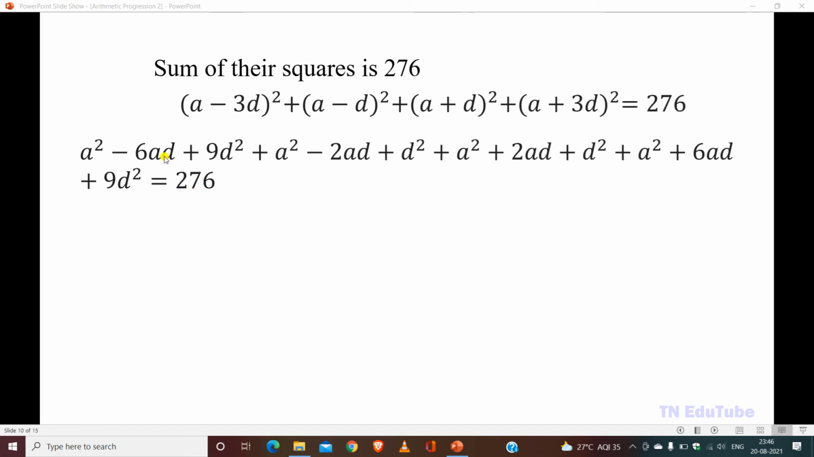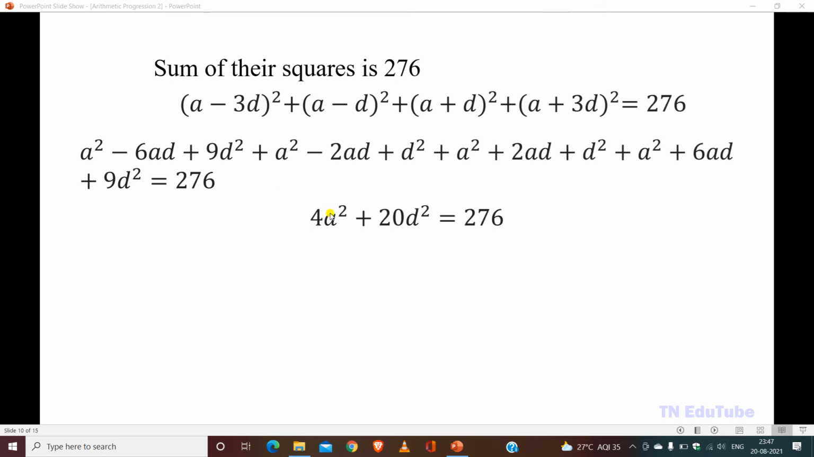Here minus 6ad and plus 6ad get cancelled. Then minus 2ad plus 2ad get cancelled. Then the remaining, what do you get? How many a square are there? 1, 2, 3, 4. 4a square will be there. And d square 20, isn't it? 9d square, here 10, 11 plus 9.